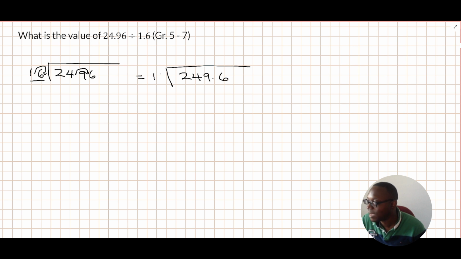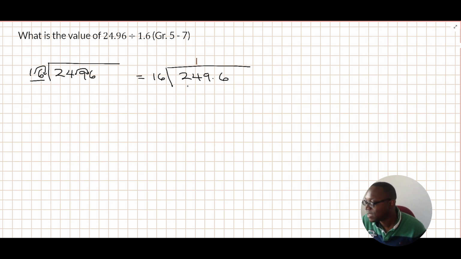249.6 divided by 16. So we'll start off with our division now. 2 divided by 16, we can't do that. What about 24? How many groups of 16 in 24? I'm going to ignore the decimal while I'm doing the division, and I'll show you what to do with it afterward. So 24 divided by 16, I have only one group of 16 in 24.